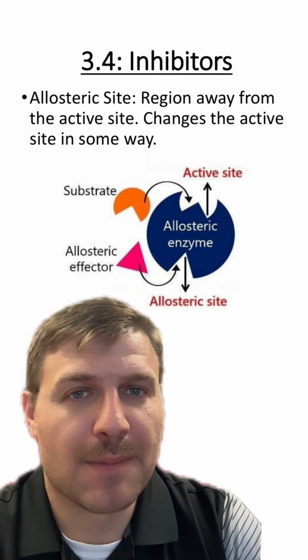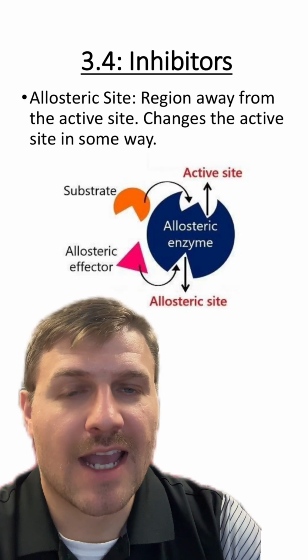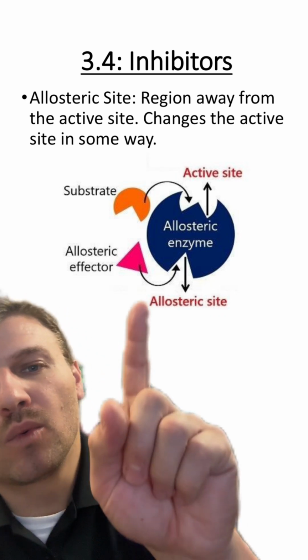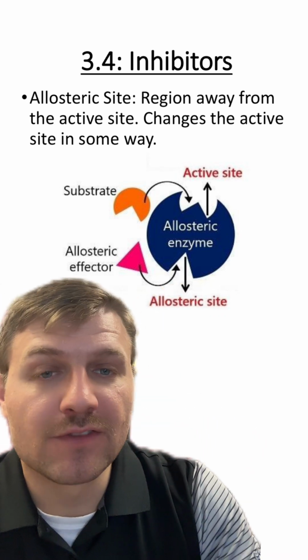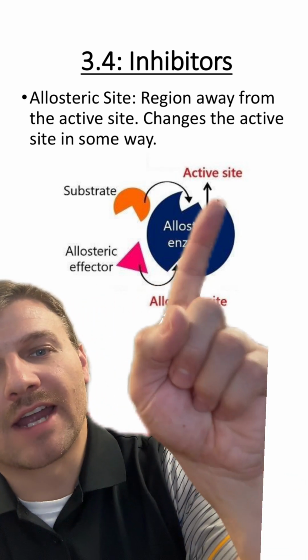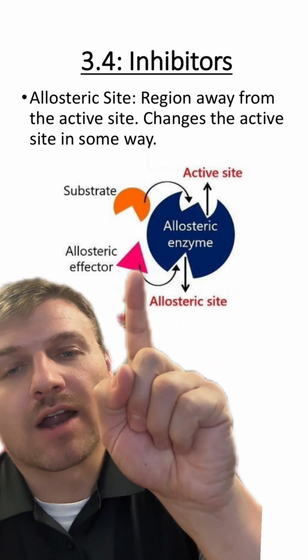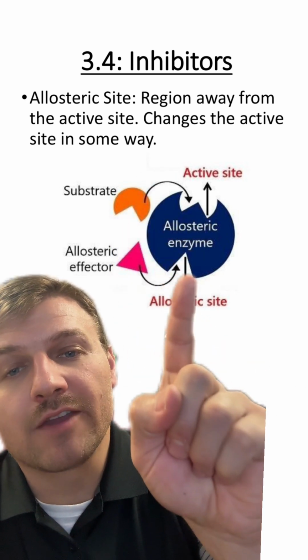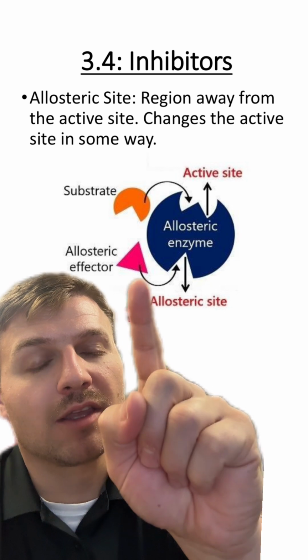Before we get to our second type of inhibitor, we're going to learn about something called the allosteric site. This is a region away from the active site that's going to influence the active site. So you can see, again, we have our active site. This is where the substrate goes. Our allosteric site is going to be away from the active site and it's going to bind with some molecule.